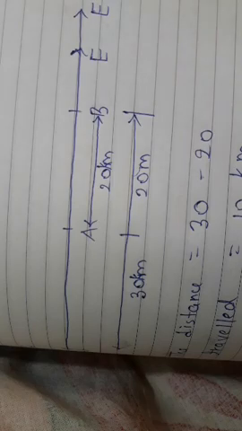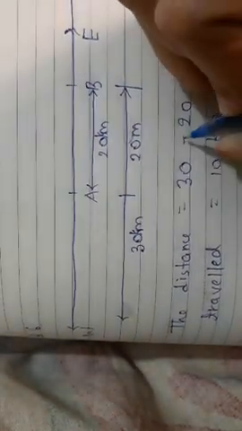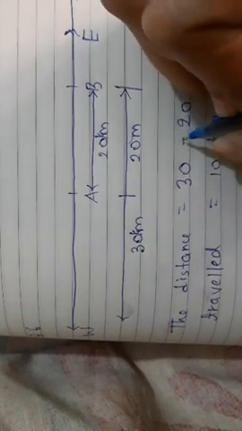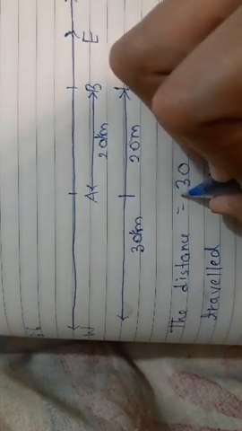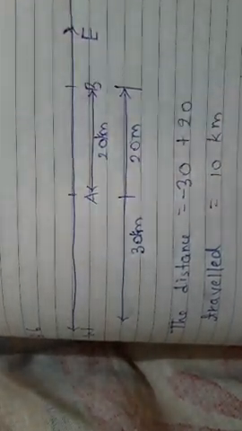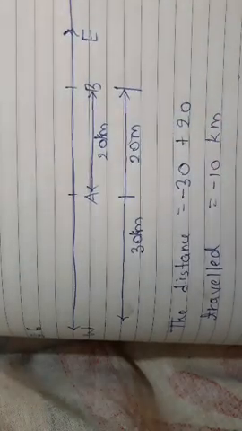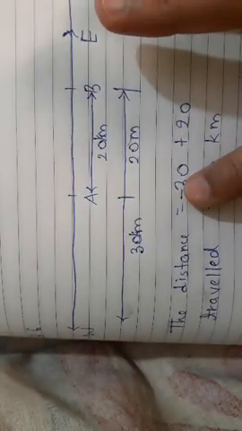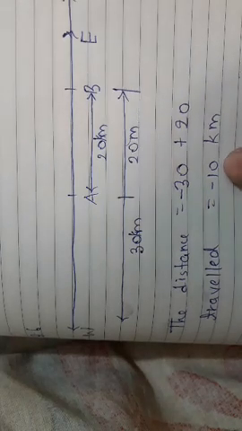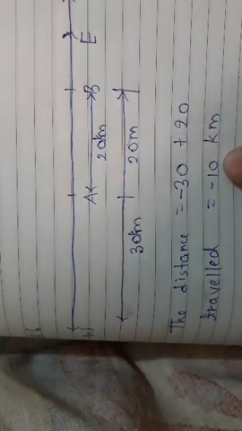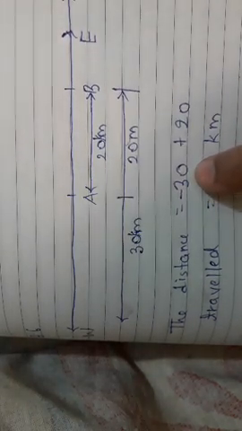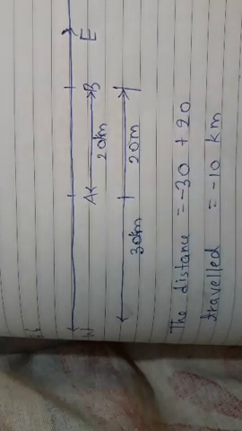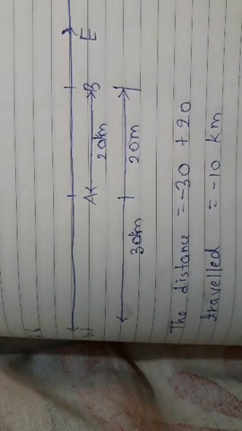But over here we have to take care that the 20 has already been done, so this will be plus 20, and it is going in the opposite direction, so this will be minus 30. So the distance traveled will be minus 10 kilometer, because 30 minus 20 will be 10, but the sign of the greater number will be considered, so the greater number has a negative sign, so this will be negative. After that we will go to the next question, that is question number 7.